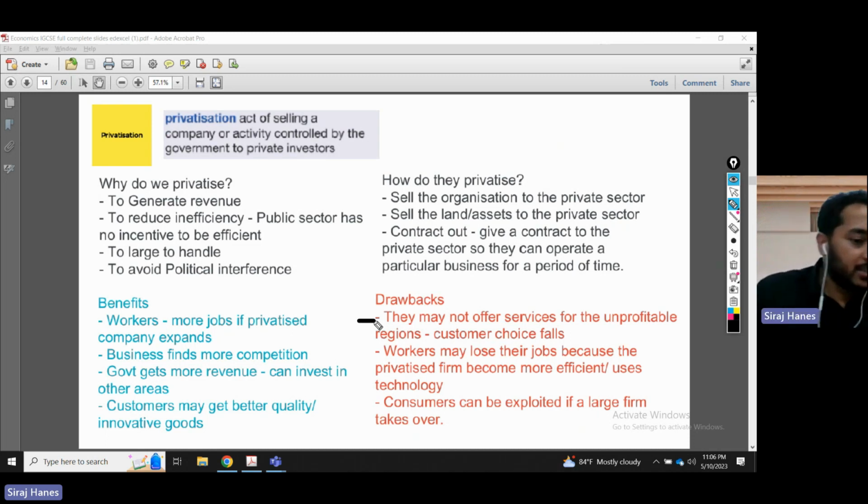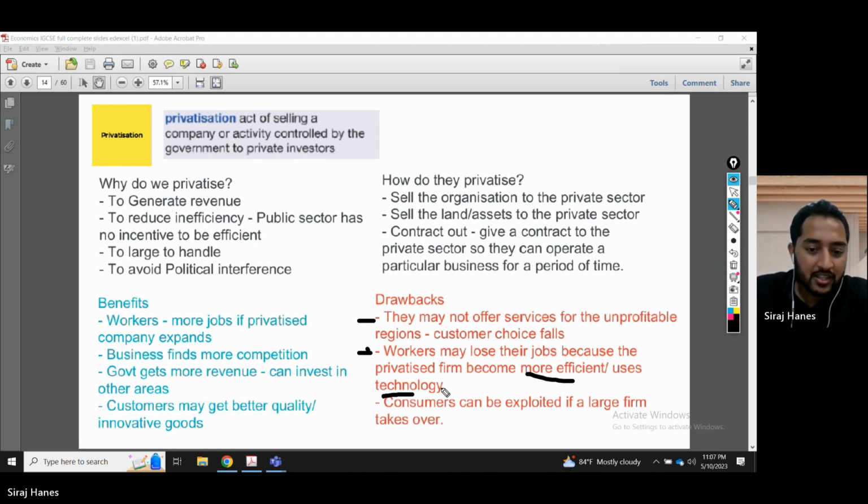Reason behind this is simply because they will stop all the services in the areas of post where it makes no money. Consumer choices will fall. In fact, because the private sector took it over, they might invest in technology. That means they need fewer workers to do their jobs. So the privatized firm, because they become more efficient and use technology, will say, the workers, goodbye, we don't need you anymore. Unemployment will rise.